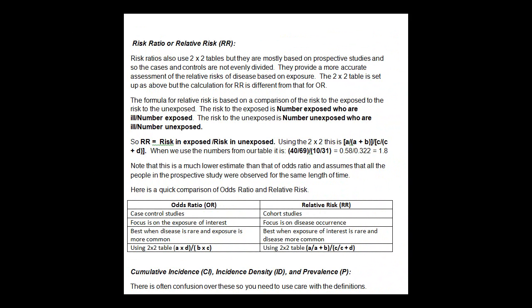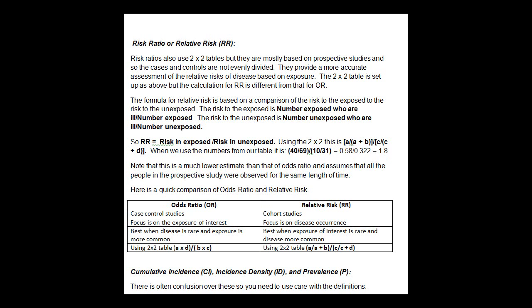The risk ratio, or relative risk, is very similar to the odds ratio. The only difference is the math, really. The table is set up exactly the same. But instead of A divided by B, it's A divided by the sum of A plus B. And that is divided by C divided by the sum of C plus D.